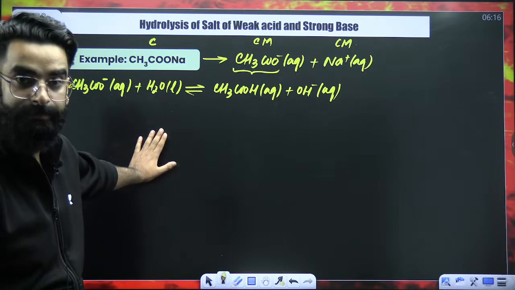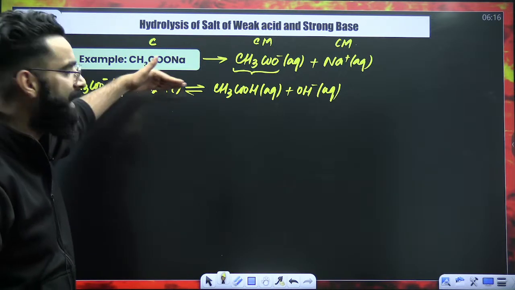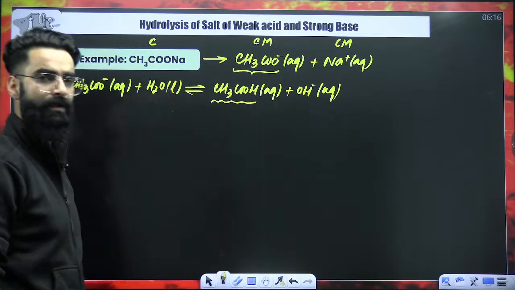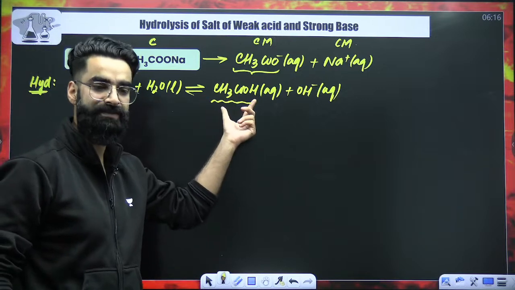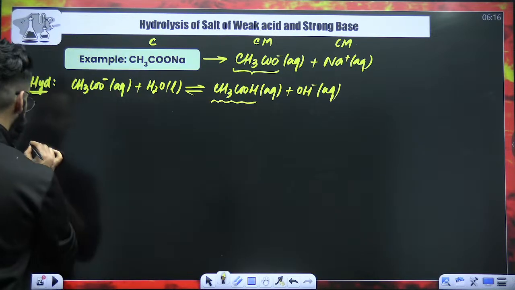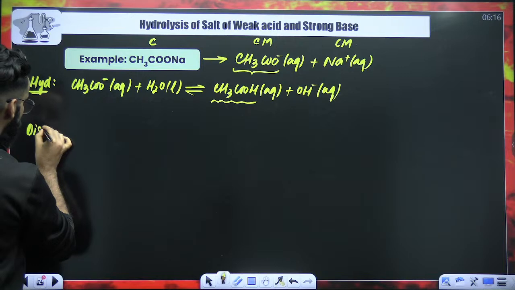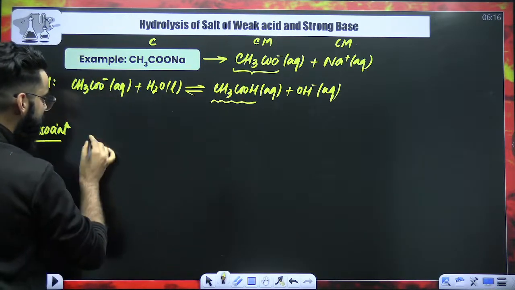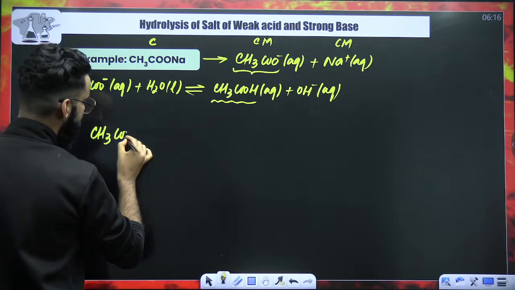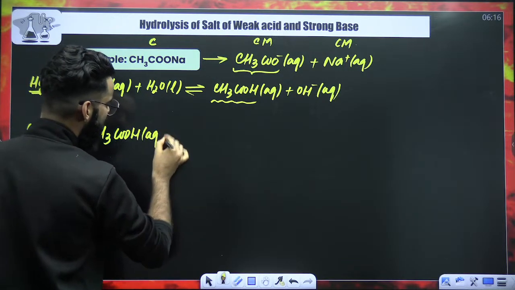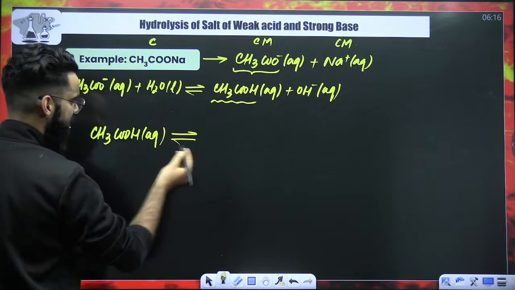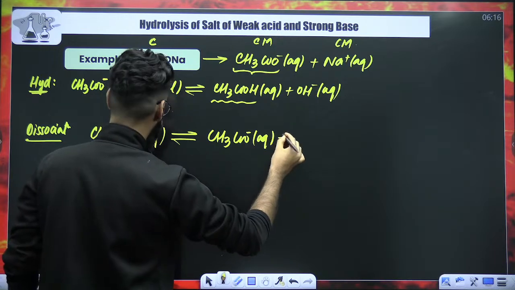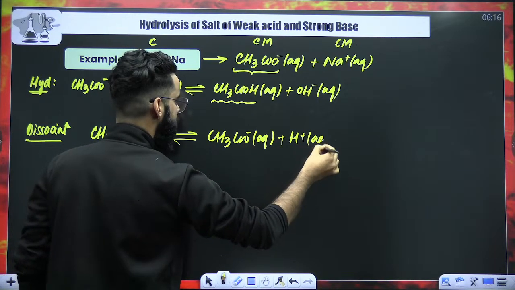Now, my dear students, once this hydrolysis is done, whatever product you get in the hydrolysis reaction undergoes dissociation. So the second reaction is followed by dissociation. The product which is formed in the hydrolysis undergoes dissociation in the second step. So CH3COOH, since it's a weak acid, will undergo dissociation. It will remain in equilibrium with its ions. Its ions are CH3COO negative aqueous, and with that, you'll be getting H positive aqueous as well, right?